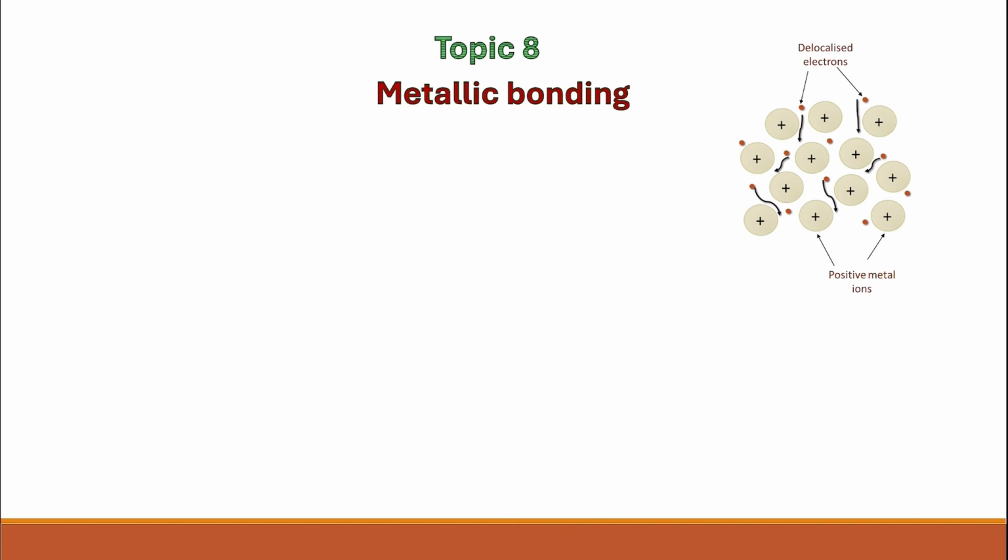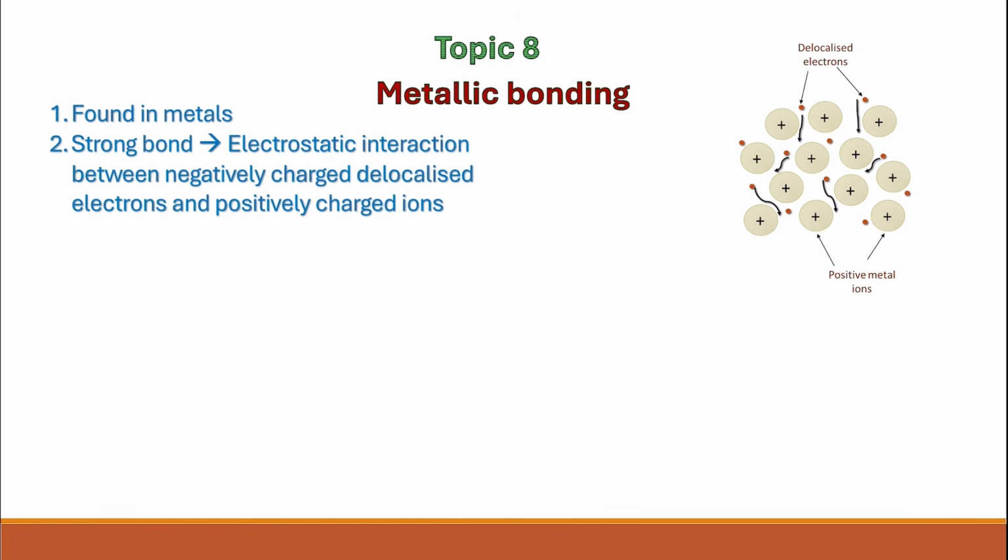Metallic bonding is one of the main topics in paper 2. So in metallic bonding, what do they like to ask about? Remember the type of bond. The metallic bond is a strong bond. It's electrostatic forces of attraction between negatively charged delocalized electrons and positively charged ions.